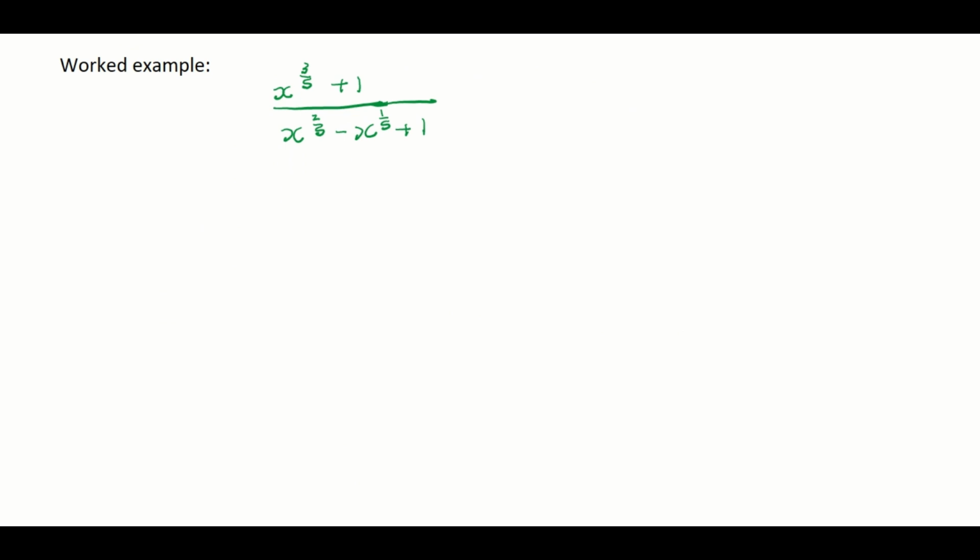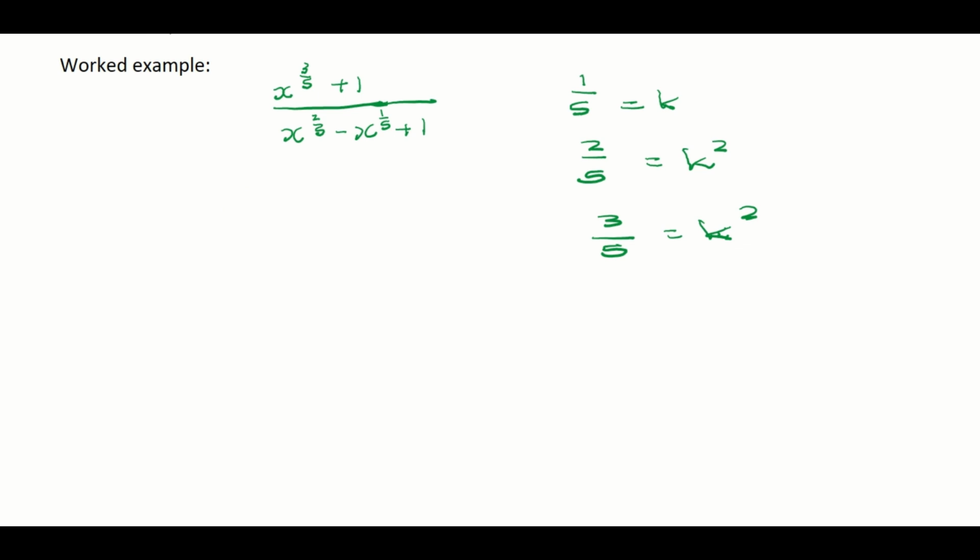Here we have one. We've got x to the power of 3 over 5 plus 1, all over x to the power of 2 over 5 minus x to the power of 1 over 5 plus 1. So if you look at this, the lowest one is 1 over 5. So we're going to say 1 over 5 will be equal to k, which means 2 over 5 will be 1 over 5 times 1 over 5, or 1 over 5 squared, which is the same as k squared. And 3 over 5 would be 1 over 5 cubed, which is the same as k cubed. Right, let's go back to the problem.